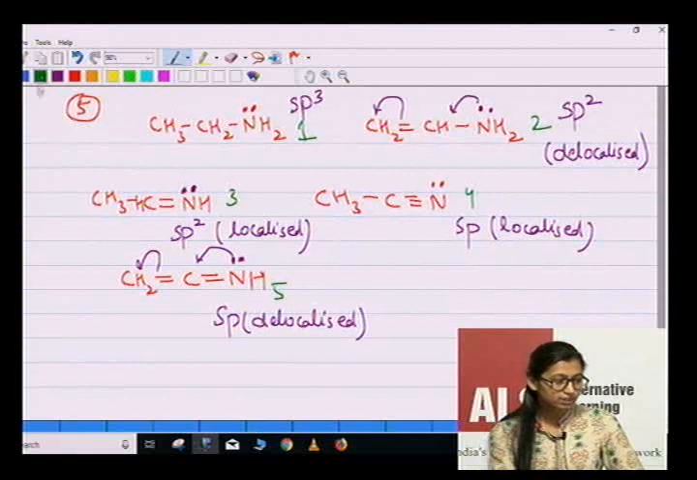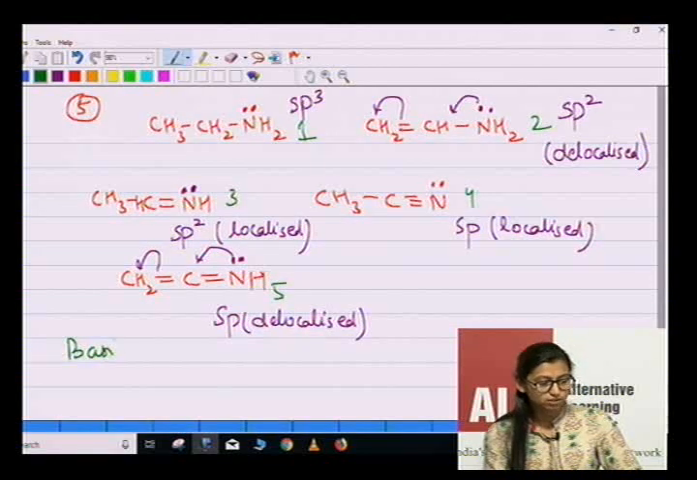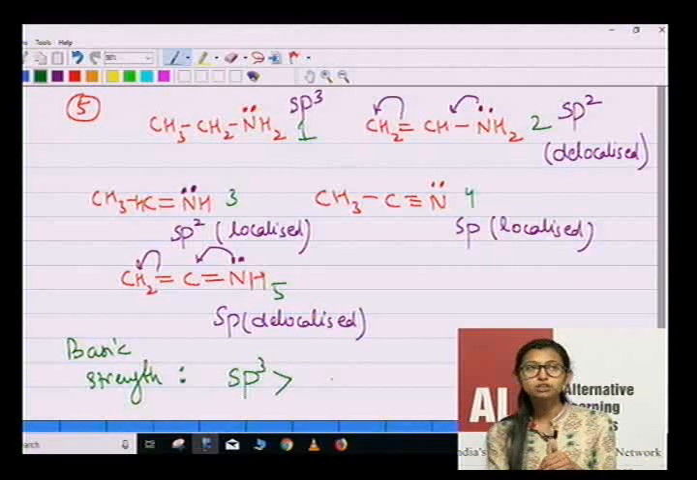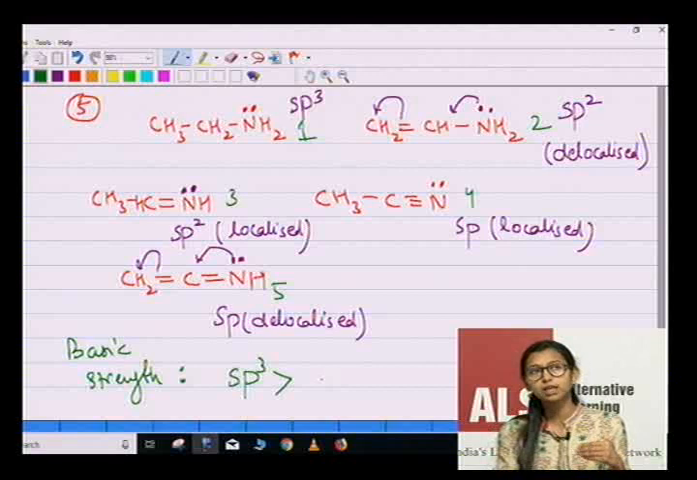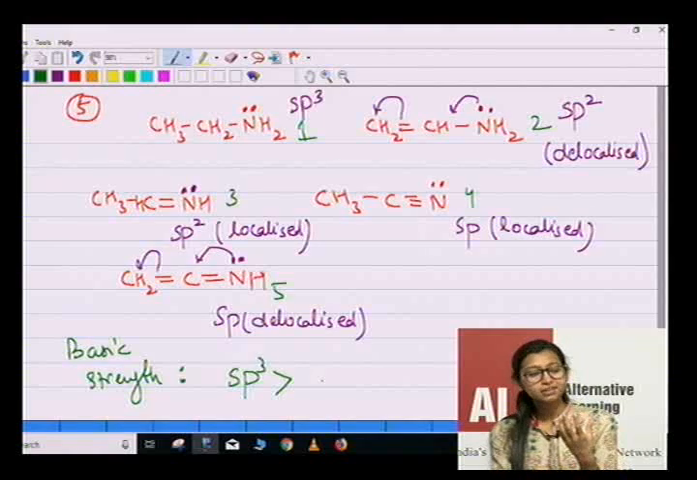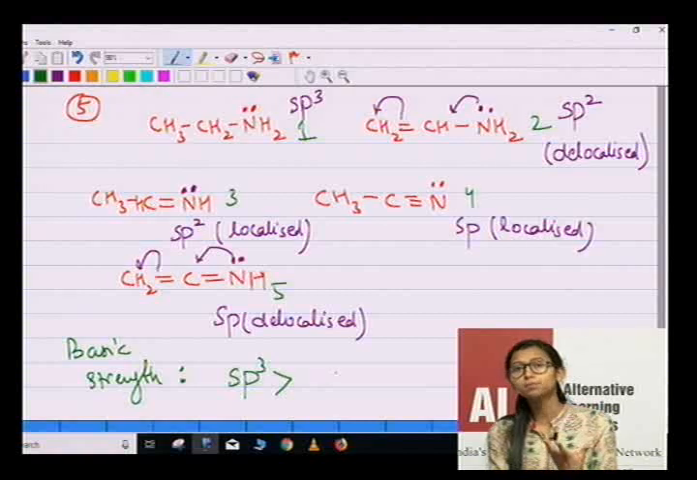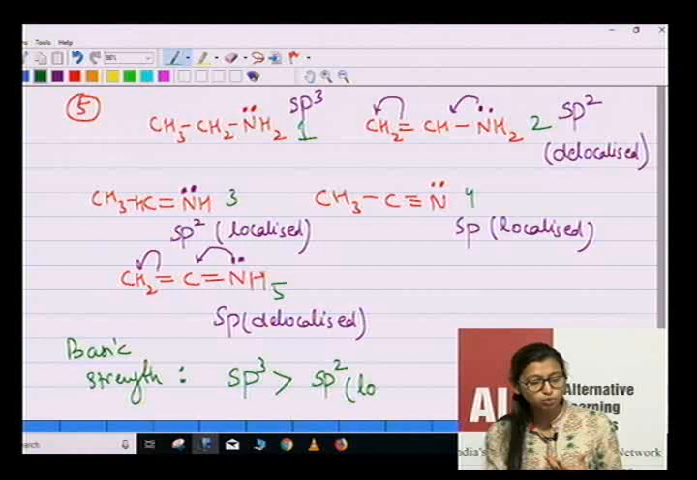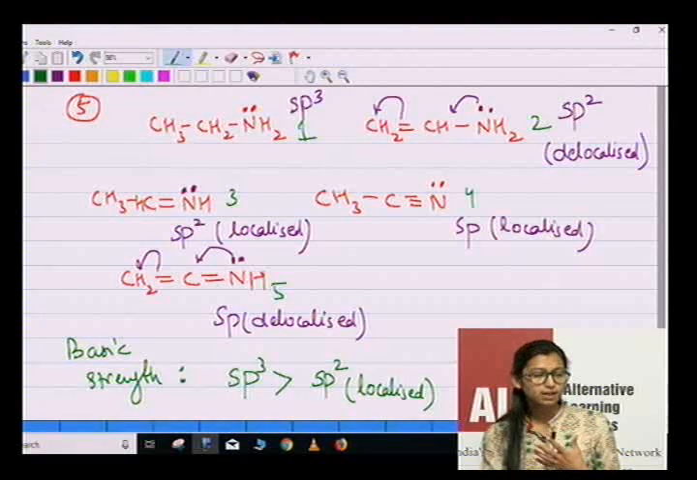So, I am here writing the complete order for the basic strength. Everyone, first of all, have a look. I can write here, this is the sp3. Now again I know that it will be sp2, and which type of sp2 should I write? Delocalized or localized? I know that for a good base there should be the presence of a lone pair. So I will be writing it should be sp2, that too with the localized one. Okay? So this is the order we are getting.